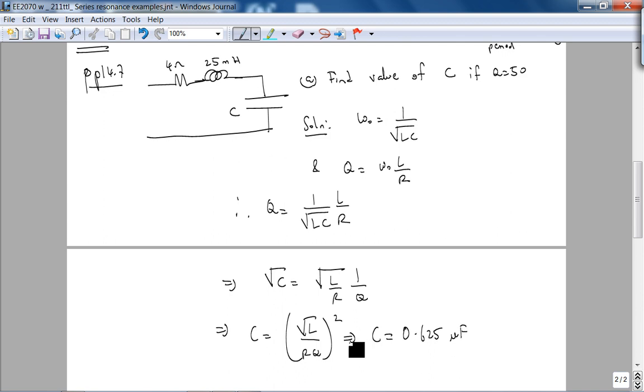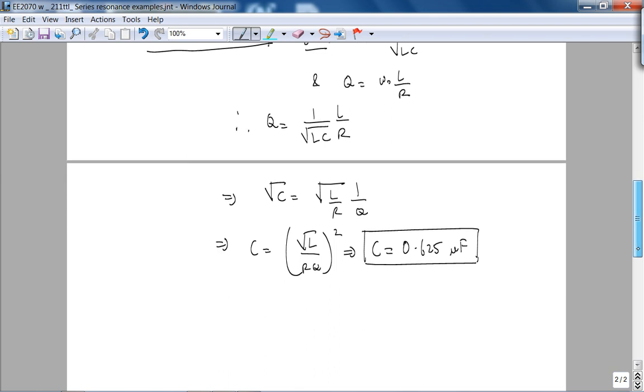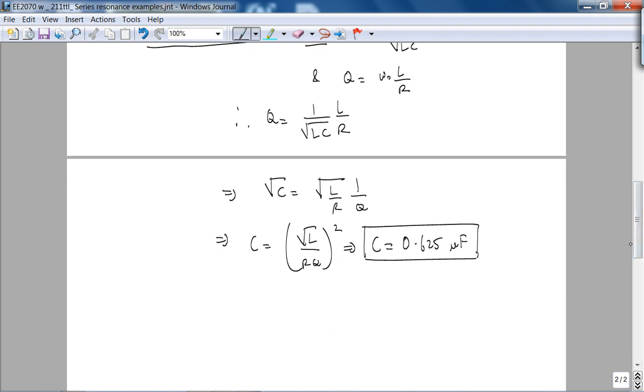And I believe this is the answer in the book. Yes, so the book is right. Okay, that's the answer to part A. Let's go on to part B. He wants us to calculate the half power frequencies and the bandwidth.